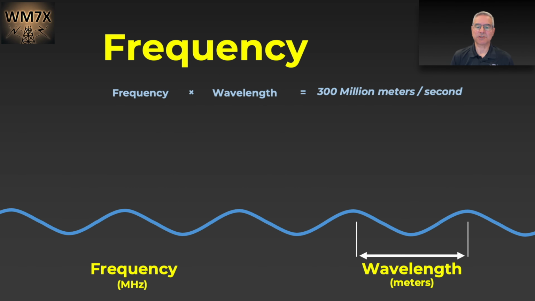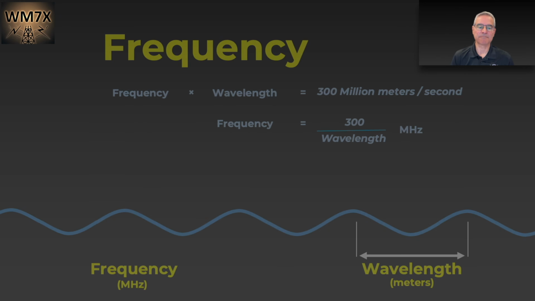And of course, we can do the same thing if we know the wavelength and want to figure out the frequency. And I'll spare you the algebra this time, but it's the same process we use for wavelength. The frequency in megahertz is just 300 divided by the wavelength.